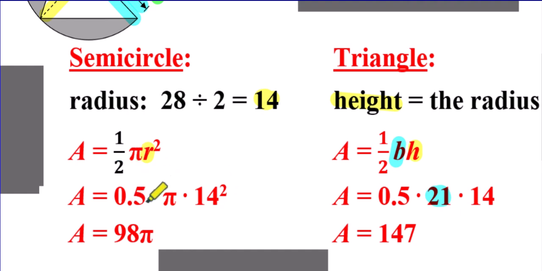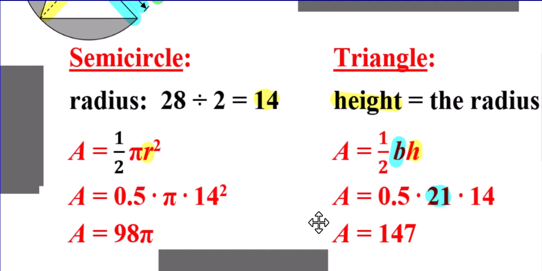And here's the rest of this work. 1/2 is 0.5. 14 squared is 196. 196 times 0.5 will give you 98. Bring down the pi. That's right. I mentioned this before. Don't get the ugly decimal right away. You don't want to round it until the very end. So for now, keep this answer in terms of pi. For the triangle, you should have got 147 when you took 0.5 times 21 times 14.